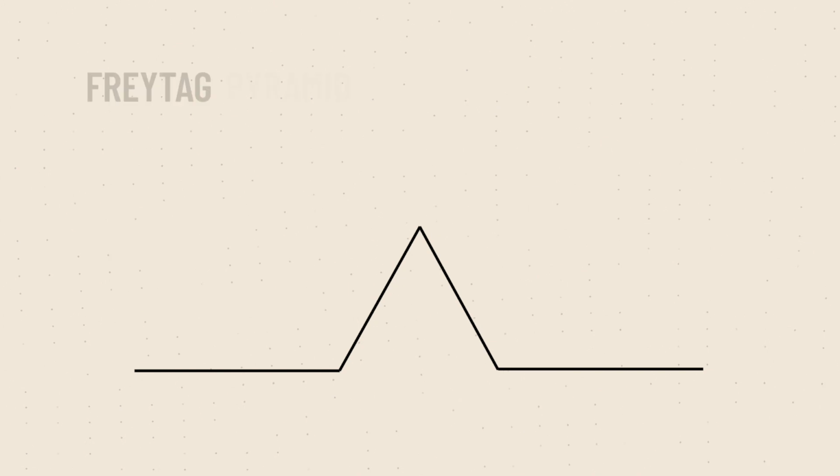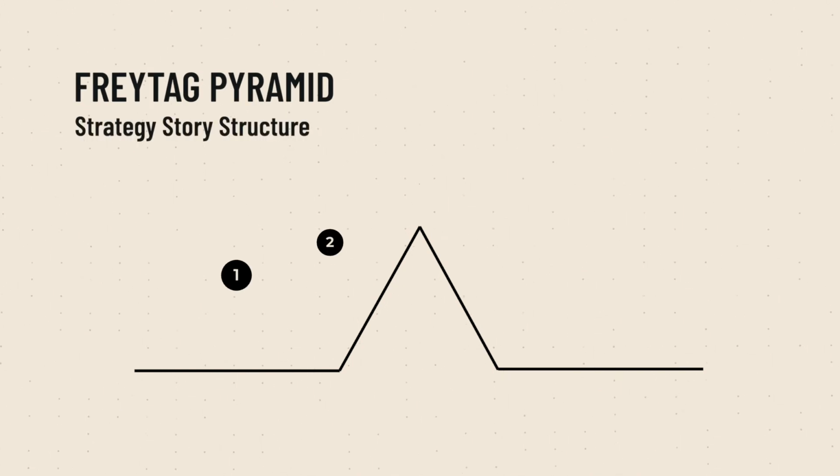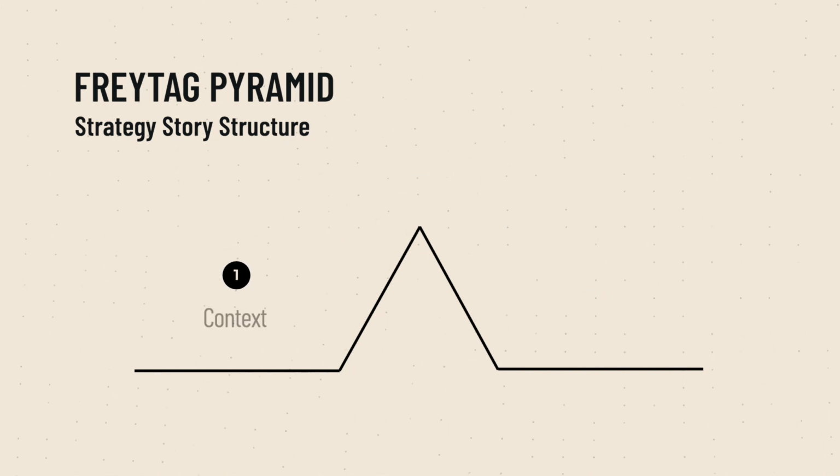There's one story shape that I find particularly helpful when it comes to writing a strategy, and it's based on a structure called the Freytag pyramid. The Freytag pyramid has 5 parts to it, which we can adapt for strategy storytelling. Let's dive in. Step 1.